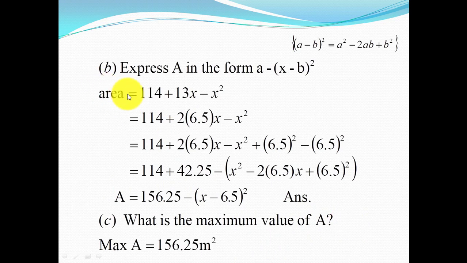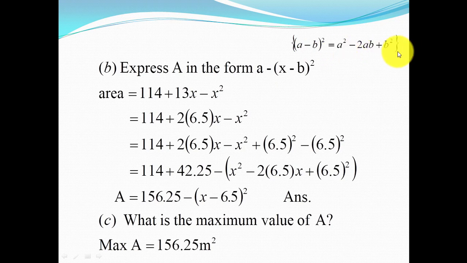Now we see the second statement. The second part is to express the area in the form of this. First we write the formula of a minus b whole square. How can we expand it? It expands as a square minus 2ab plus b square. It means that if the expression is like this, then we can write it as a minus b whole square.